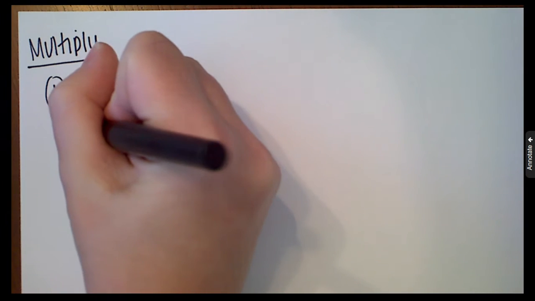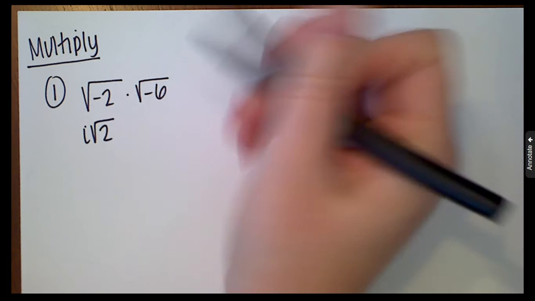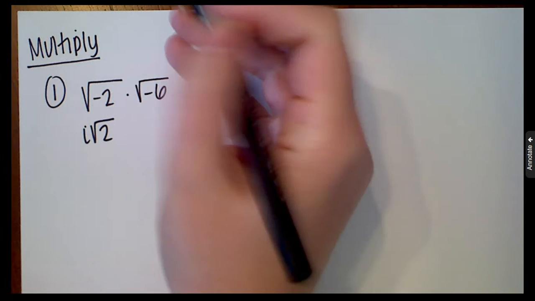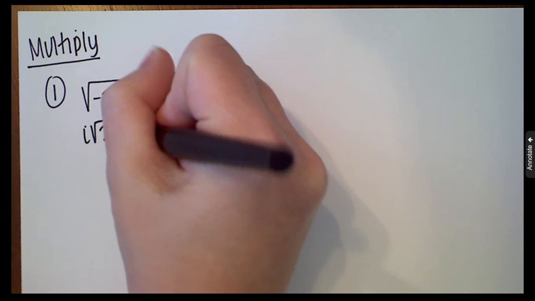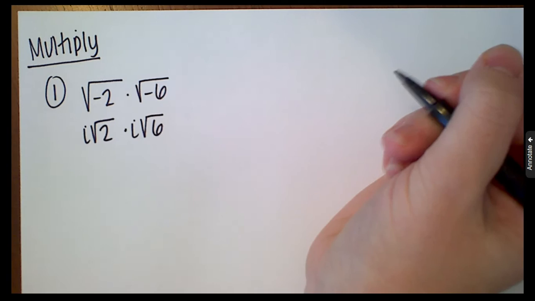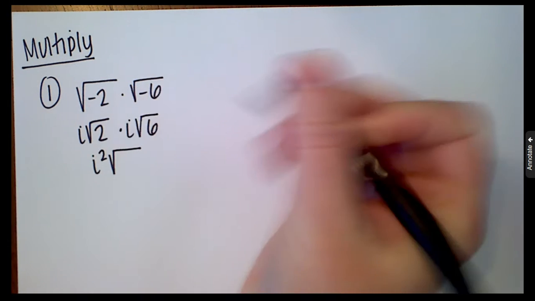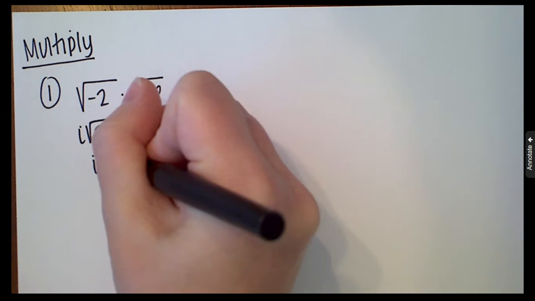So we would write this as i square root of 2, because I can't do anything to the square root of 2. Can't simplify that. And same thing here. I can't simplify the square root of 6, but the i will take care of the negative. We write it as i square root of 6. Now that we have that, we can multiply them. i times i, we talked about that, is i squared. Underneath my radicals, 2 times 6 is 12.